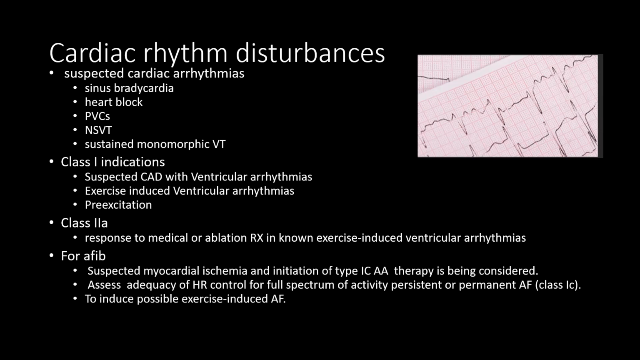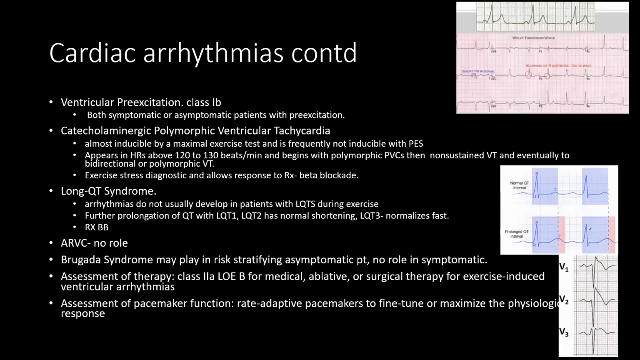To assess adequacy of heart rate control for the full spectrum of activity in patients with persistent or permanent atrial fibrillation is a class 1C indication. It is also used for induction of possible exercise-induced atrial fibrillation in those who complain of palpitations when they go out running or jogging. Ventricular pre-excitation is a class 1B indication, and it is used for both symptomatic and asymptomatic patients with pre-excitation. An example of pre-excitation is shown here.